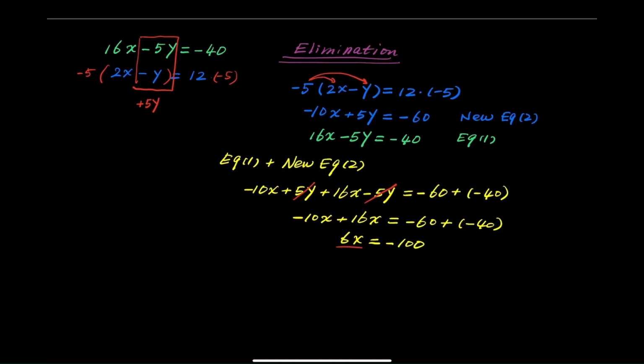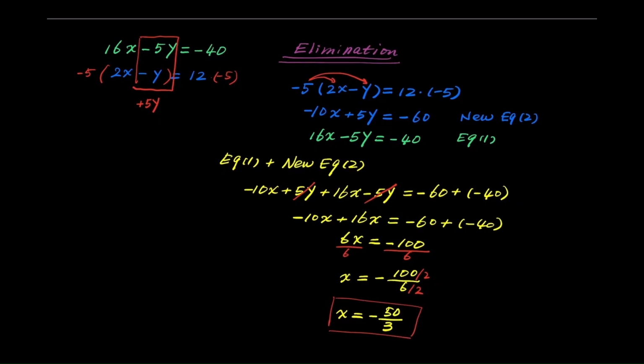So again, we divide 6 on both sides. We get x equals negative 100 over 6. Again, we can simplify this by dividing 2 from both numerator and denominator. And eventually we get x equals negative 50 over 3. And this confirms the value of x we found with the substitution method. They have exactly the same value.